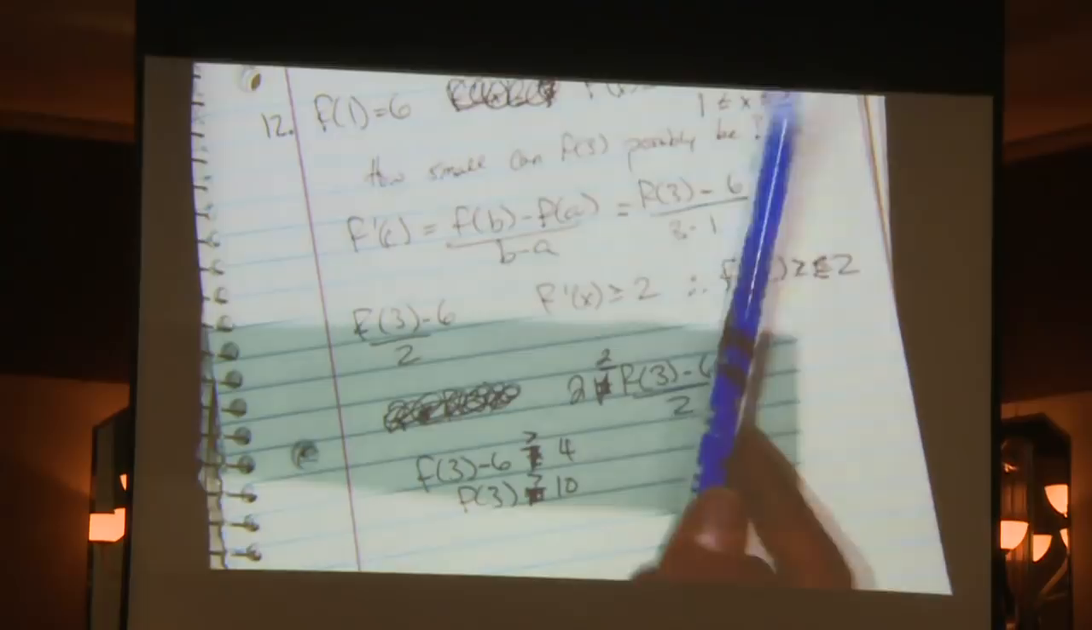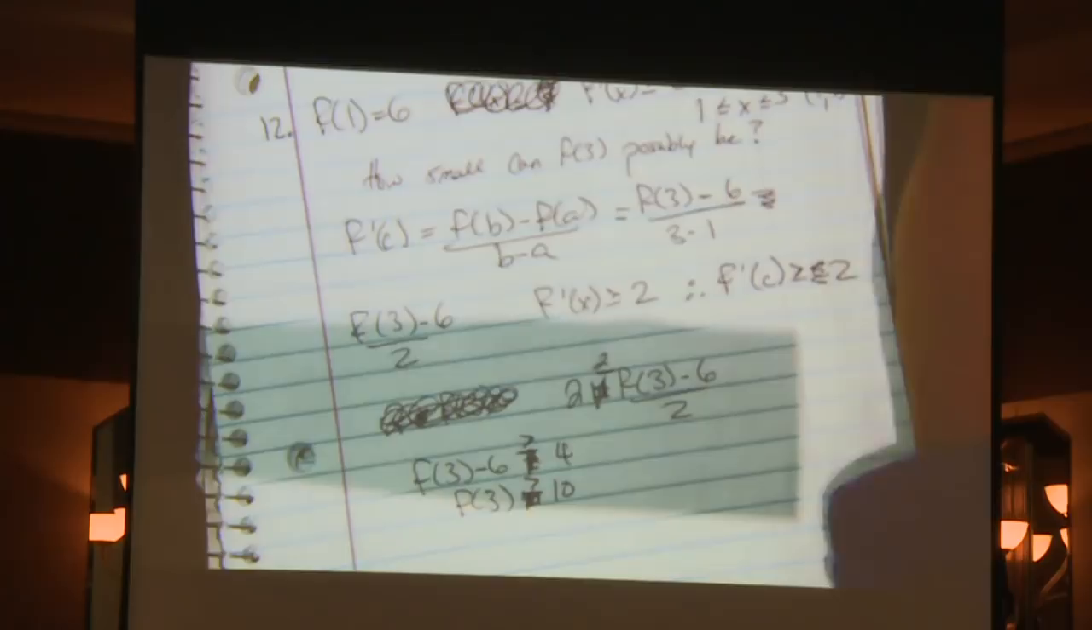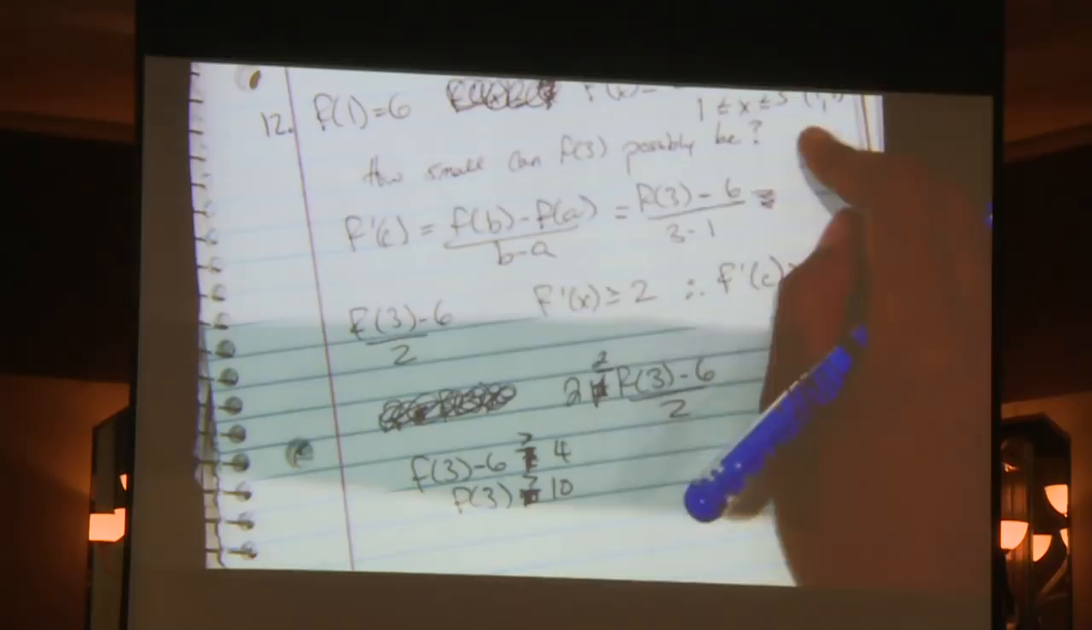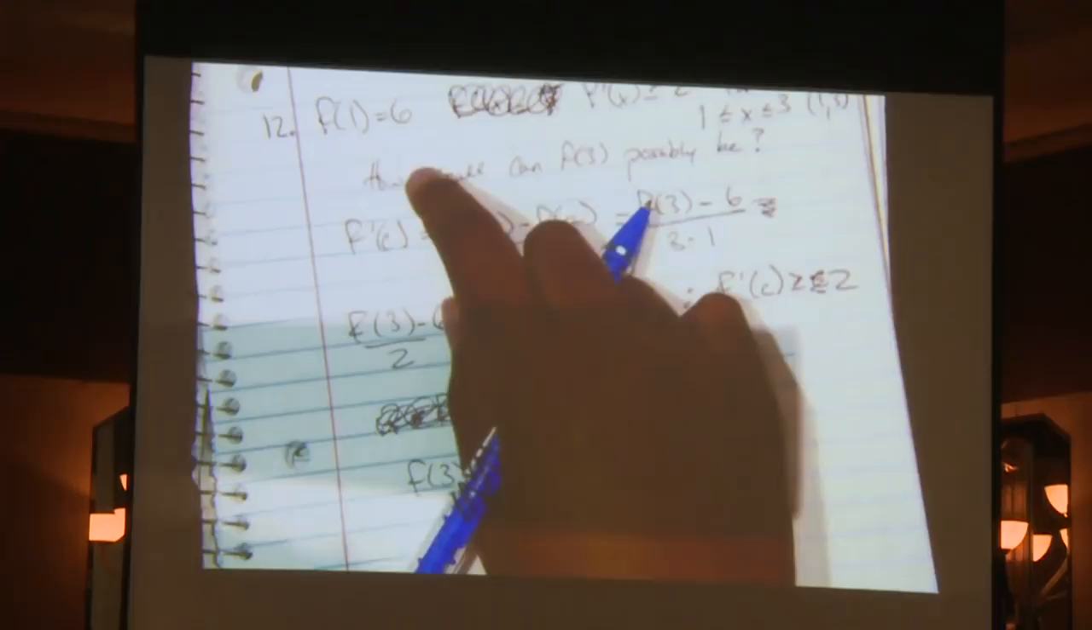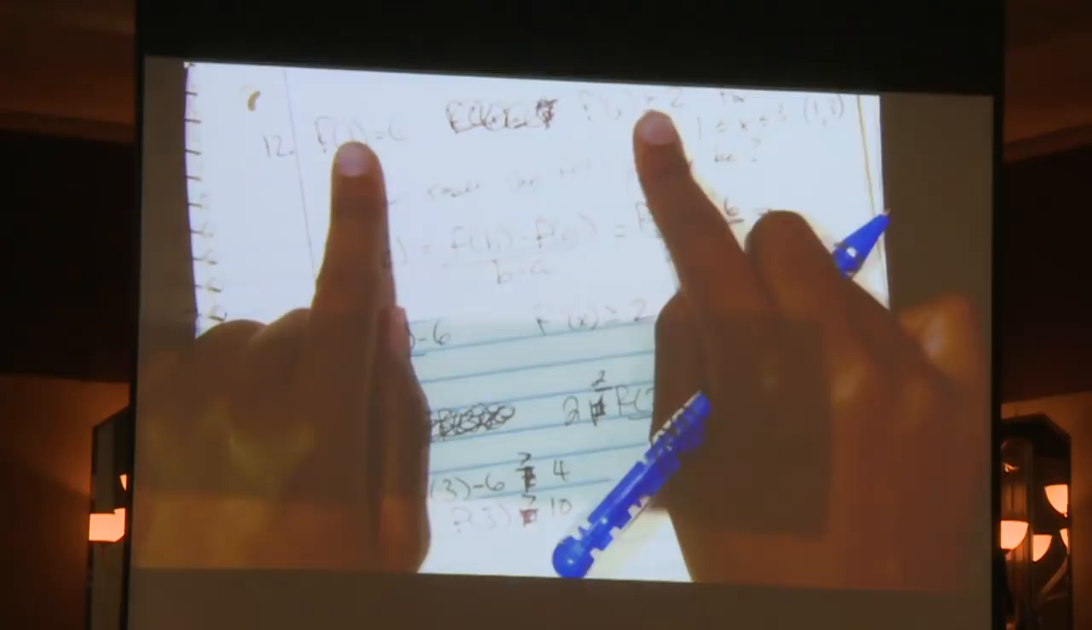Because you're giving your interval. So really my interval is 1 to 3. Can you still hear me okay? My interval is 1 to 3, and I have to know that it is continuous on this interval and that it's also differentiable on this interval. In this case, it is given these two. Was that your question?